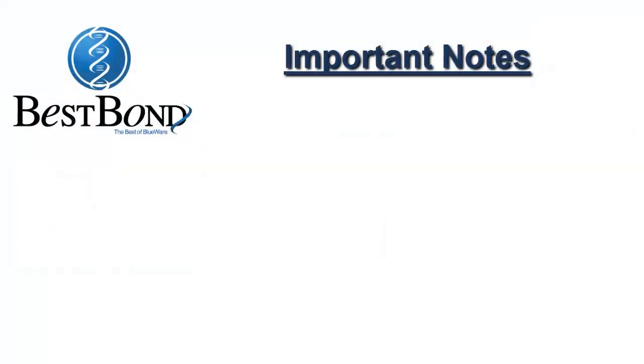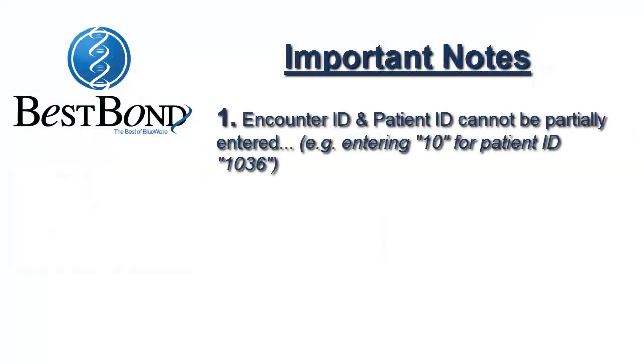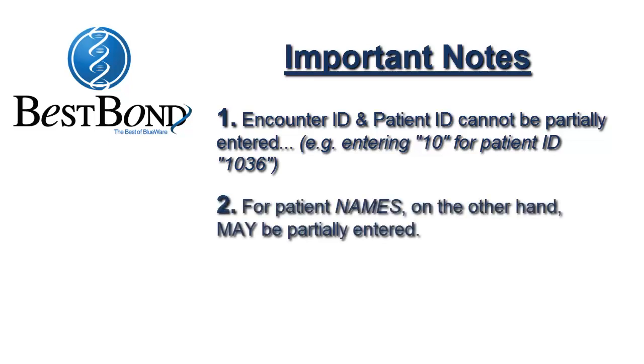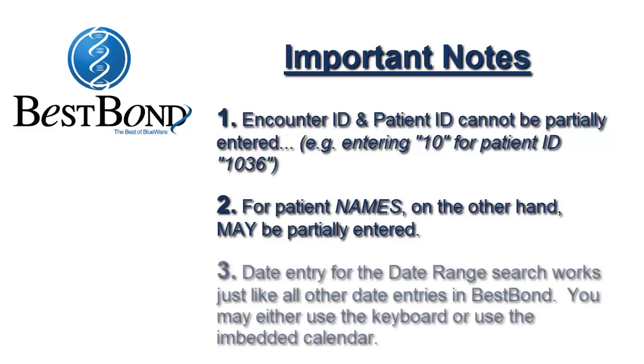Important things to point out on this screen are, first, encounter ID and patient IDs cannot be partially entered. You must have the complete number in order for the search to work. This protects other patients' information. Second, for patient name on the other hand, you may type in partial names in the case you don't know the correct spelling. Third, the date range entry works just like all of the other date entries within BestBond, which means you may manually type in the date using your keyboard, or you may use the calendar icon on the right-hand side to find your date.